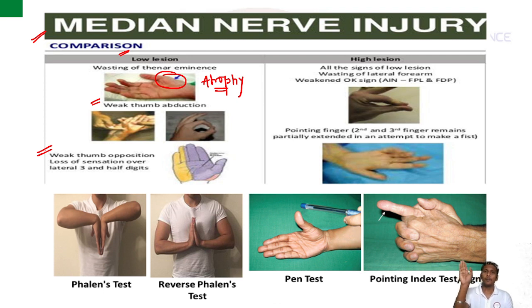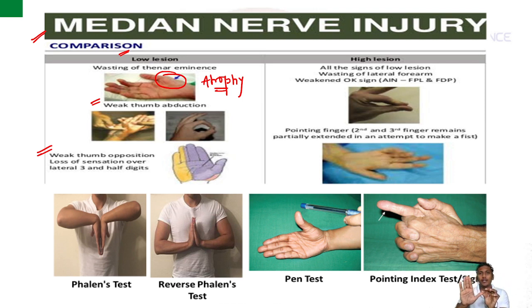Thumb opposition is when the thumb lies in a plane different from all the other digits. So please remember, this is the opposition of the thumb, which is the responsibility of your opponens pollicis muscle innervated by the median nerve. So if median nerve injury is there, this opponens pollicis would not work, and therefore thumb opposition would not be there. So in median nerve injury, the opposition of the thumb is not seen, and abduction of the thumb is also not seen.